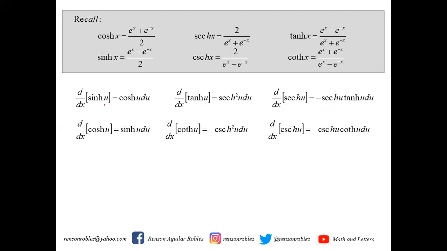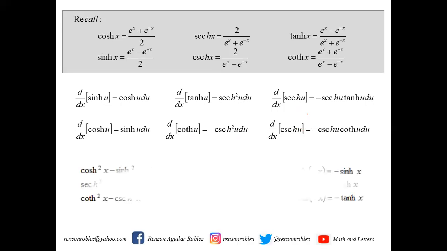Now, you will observe that these are similar to the derivatives of the six circular functions, and they only differ in sign. When you differentiate a reciprocal function, namely coth u, sech u, and csch u, their derivatives receive the minus sign.